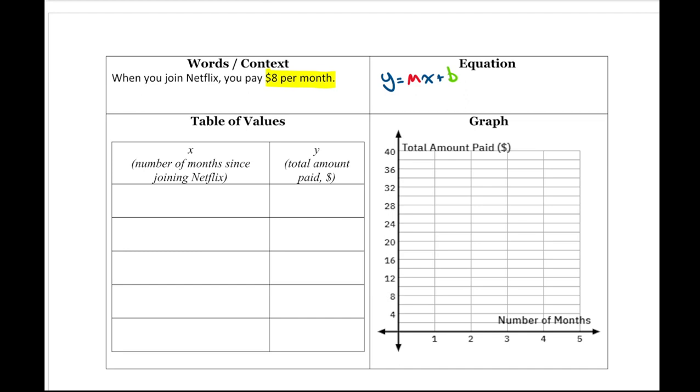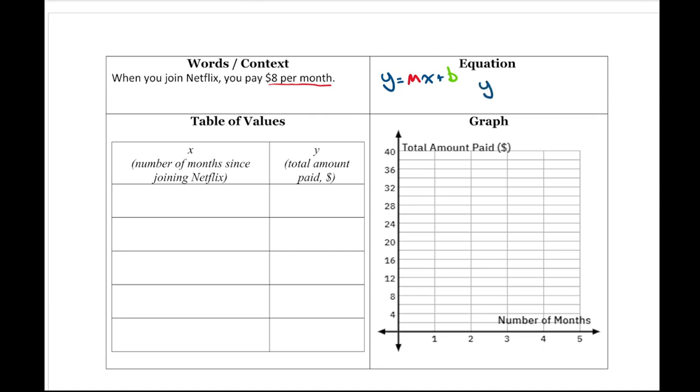Now, you might be able to figure out which variable we have, whether it's the slope or the y-intercept. You can also think, well, what is this number that's given to me? Is it a starting value? Is it a single value? Or is it a rate? Right? Is it something per something? And again, we do see that it is $8 per month. So because it's per month, that's a rate.